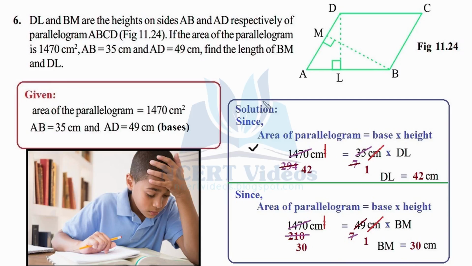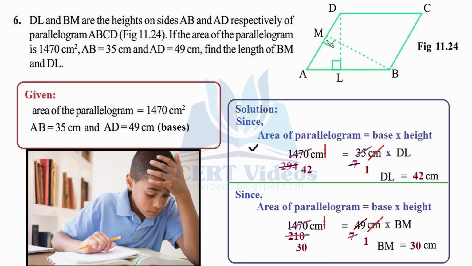Done first part. The question asked for the other altitude, that is BM. Now we will have to consider this one as a base. However, the area remains the same. So area of parallelogram equals base into height. Area is same, equals this time base is DA, and DA or AD measures 49 centimeter.